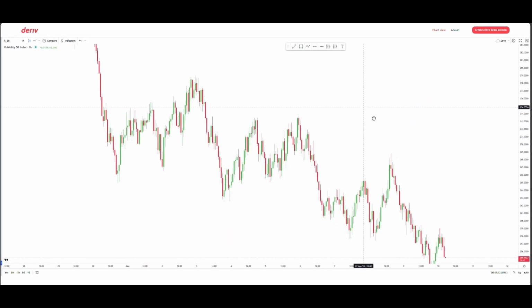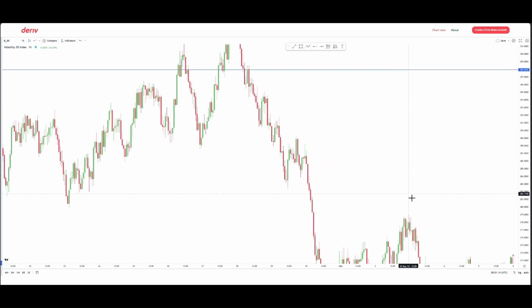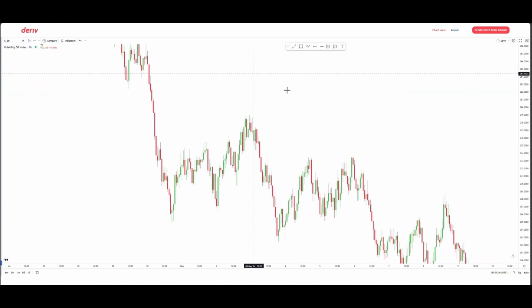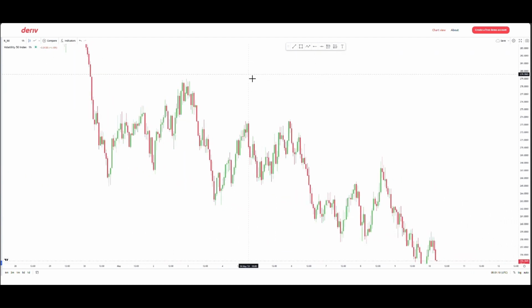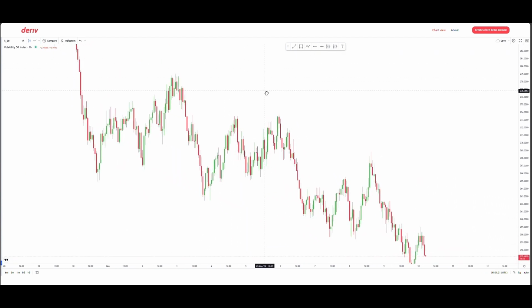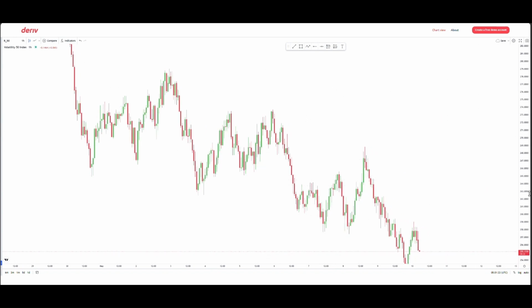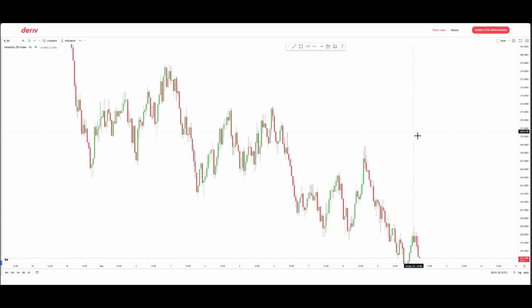Looking at this, we clearly know that we are now in a downtrend, with price creating lower lows and lower highs. Now we want to take advantage of this, but how do we do that? That is the question. So right here, looking at what price did here, let me zoom in.